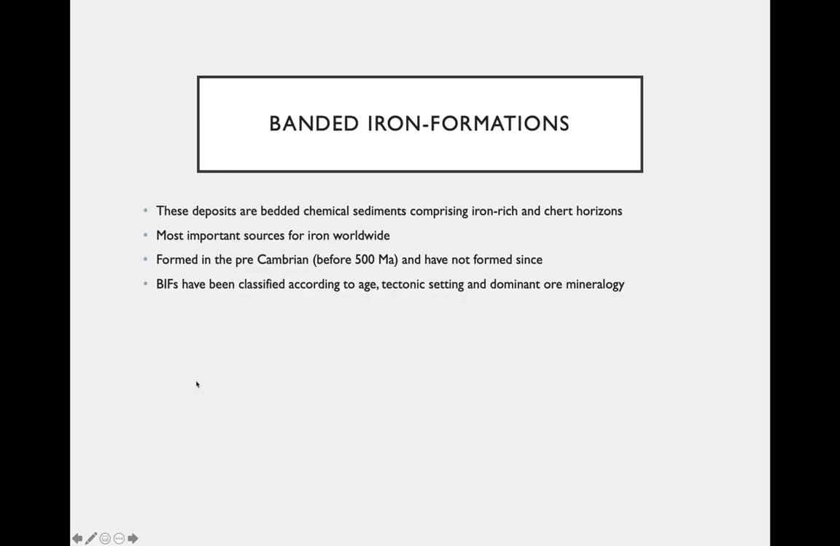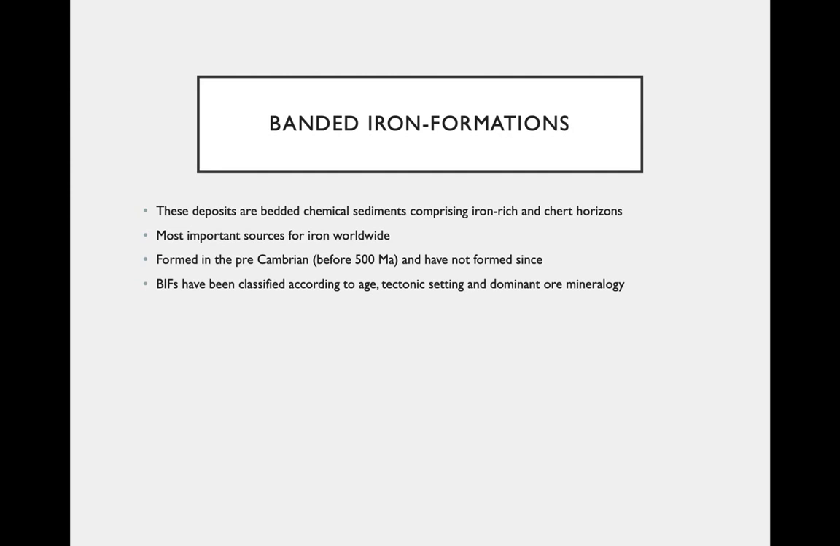So they are classed as chemical sediments, because we have some precipitation of iron, predominantly iron, out of water columns in sort of shallow environments, but we also get this fine banding of the iron-rich and usually chert or silica-rich horizons, hence the name banded iron formations.